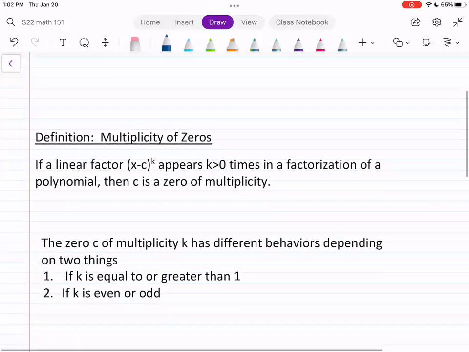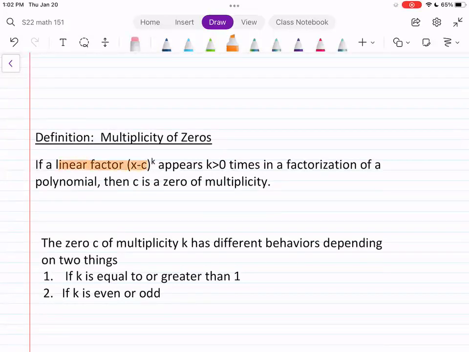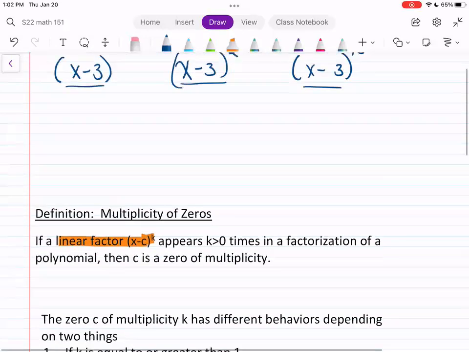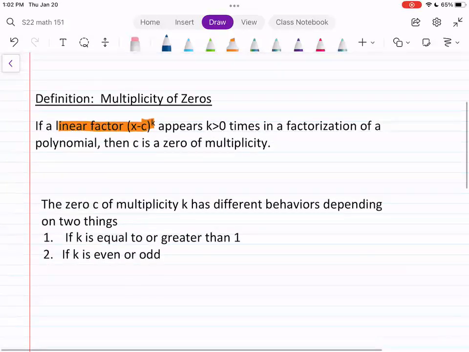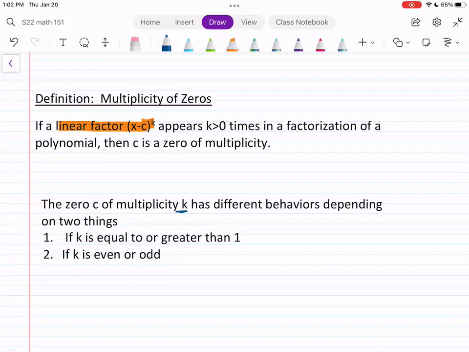So let's define the multiplicity of a 0. If we have a linear factor, x minus c to the k power, and it appears more than 0 times, so it can be 1 time, 2 times, 3 times, and so on, in a factorization of a polynomial, then c is a 0 of multiplicity k. So all of these would be zeros of multiplicity. The 0 c of this multiplicity k has different behaviors depending on two things: if this exponent is equal to or greater than 1, and if the exponent is even or odd.